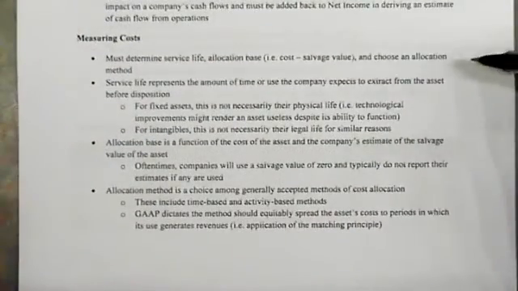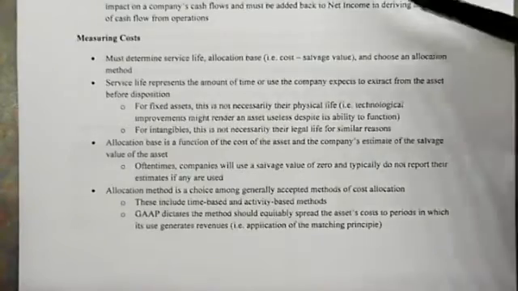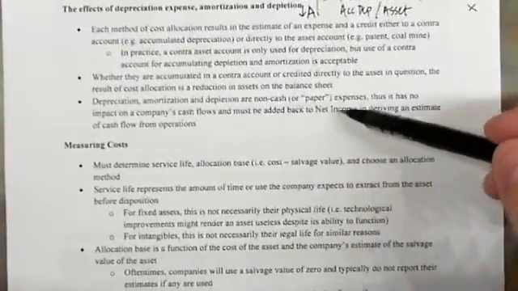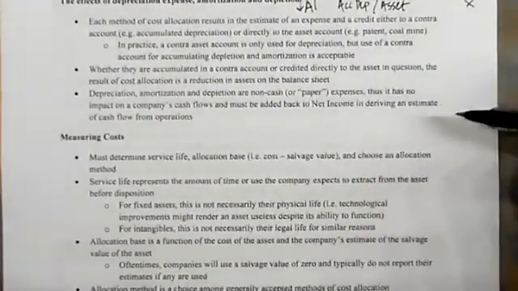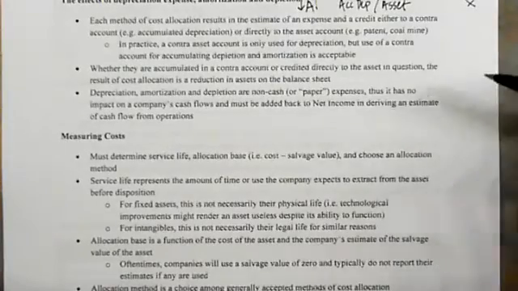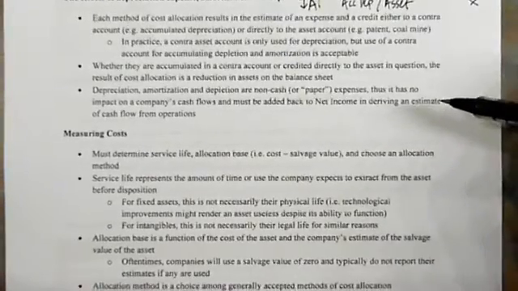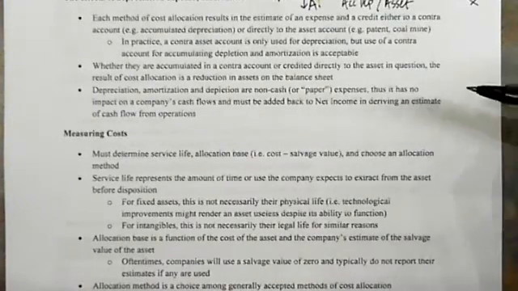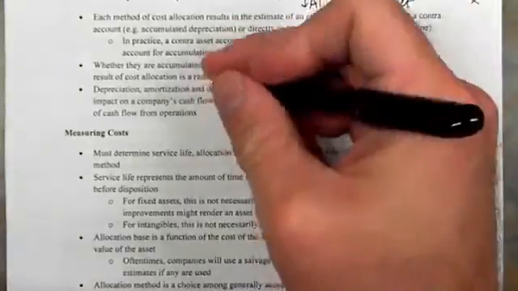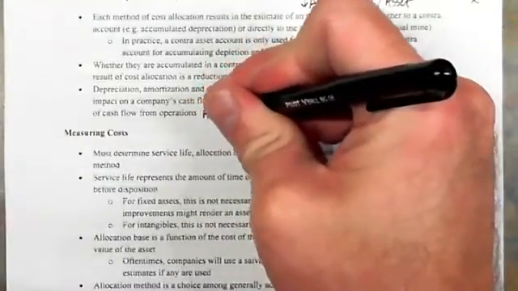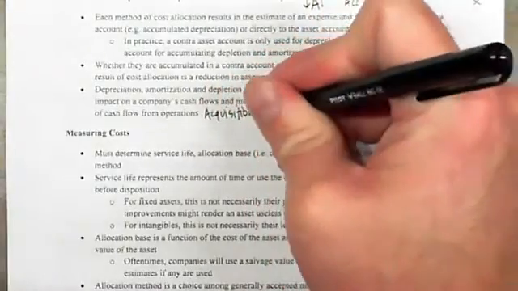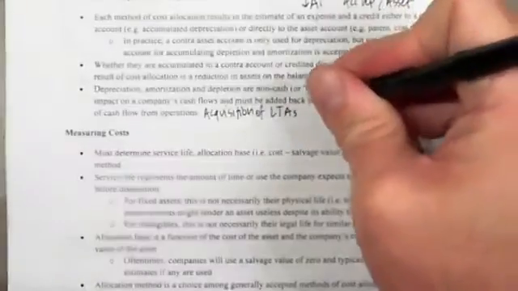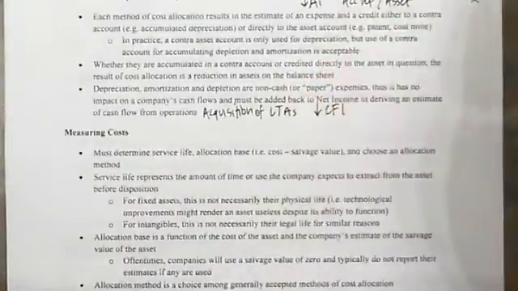Measuring costs. Oh, one more thing. Depreciation, amortization, and depletion are non-cash or paper expenses, and they have no impact on the company's cash flow, right? The cash flow from any of these results from the acquisition of the asset, and that would be put into the cash flow from investing activities. So the acquisition of the long-term assets that we've been talking about results in a cash outflow to CFI.